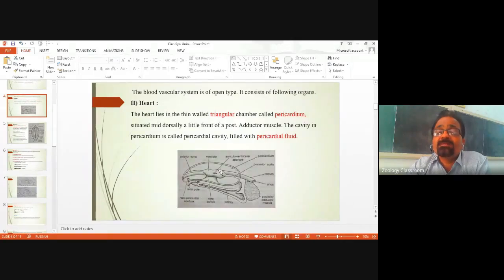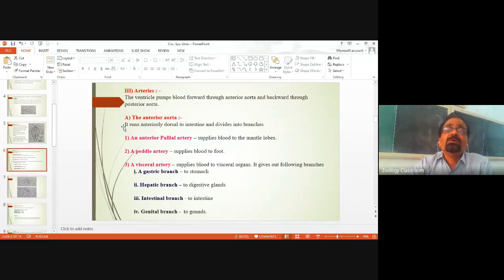So once the blood is coming into the ventricle, and when the ventricle contracts, it passes the blood into these two respective aortae, one the anterior aorta and the other the posterior aorta. Now, what are the different branches of the anterior aorta that we are going to study? It is divided into different branches, and the very first branch is the anterior pallial artery. Now the word pallial refers to the mantle lobes.